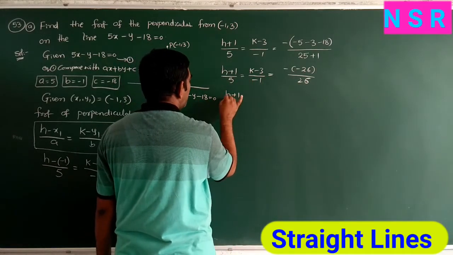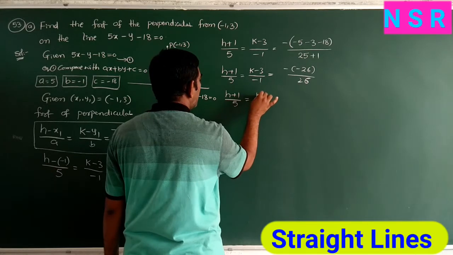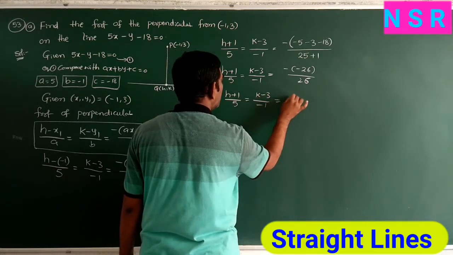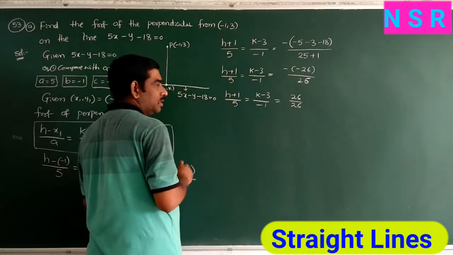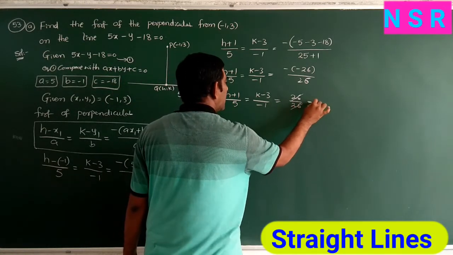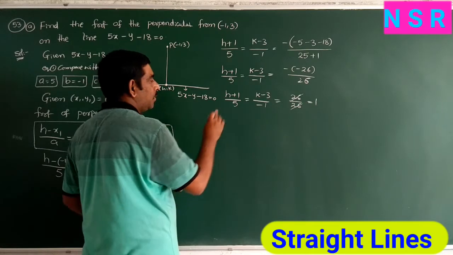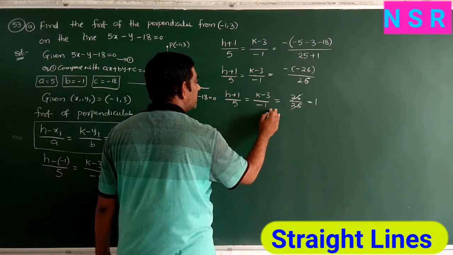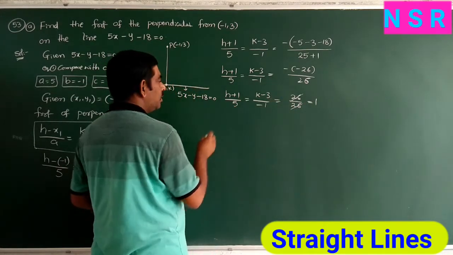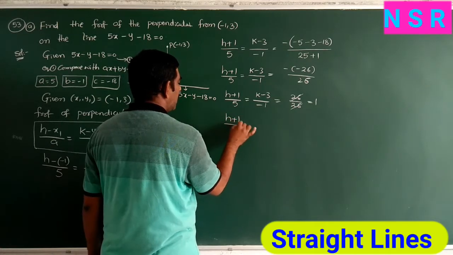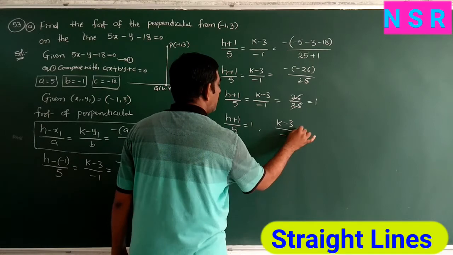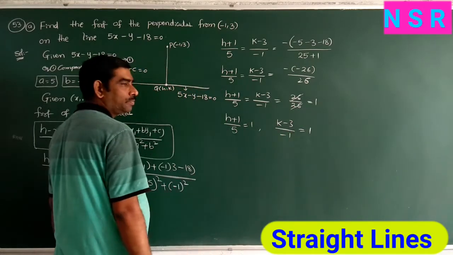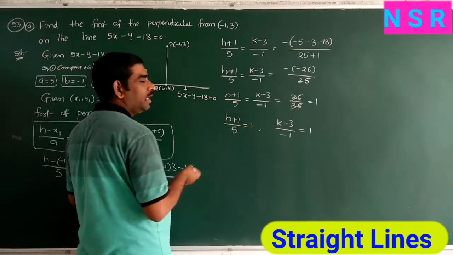So h plus 1 by 5 equal to k minus 3 by minus 1 equal to minus into minus plus 26 by 26. So 26 gets cancelled, it is equal to 1. Now h plus 1 by 5 and k minus 3 by minus 1 equating to 1. So we get h plus 1 by 5 equal to 1 and k minus 3 by minus 1 equal to 1. So h and k equating constant.